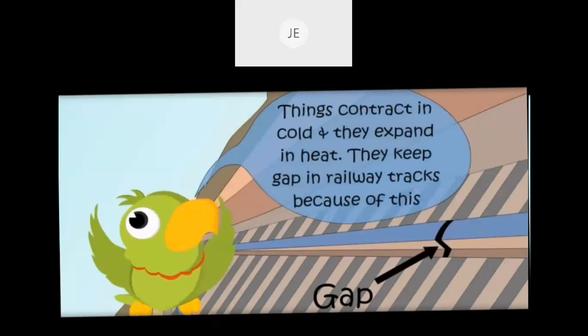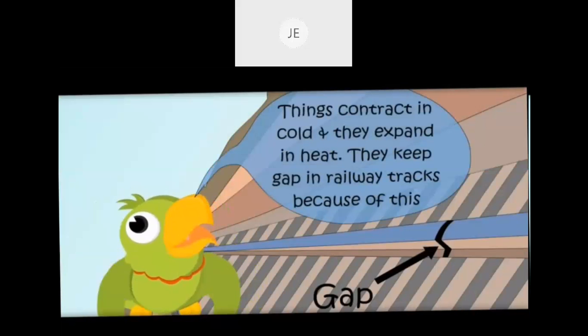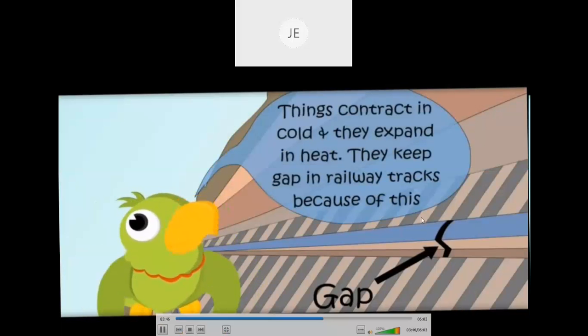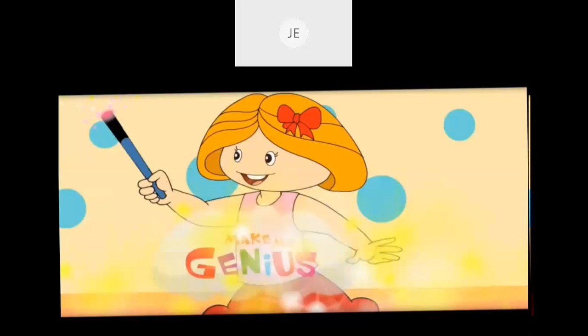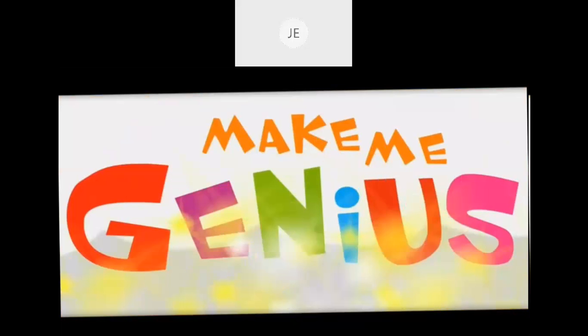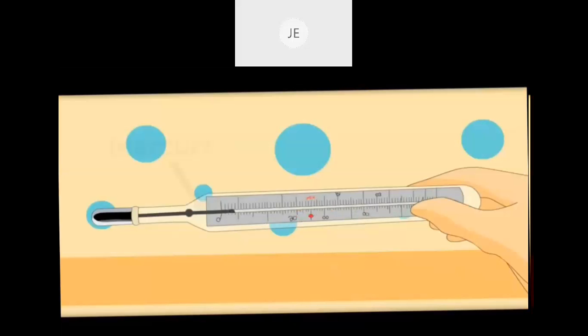Things contract in cold and they expand in heat. They keep gaps in railway tracks because of this. I want to show one instrument of measuring temperature. What is inside this tube? It is mercury, a liquid which expands and contracts very fast.